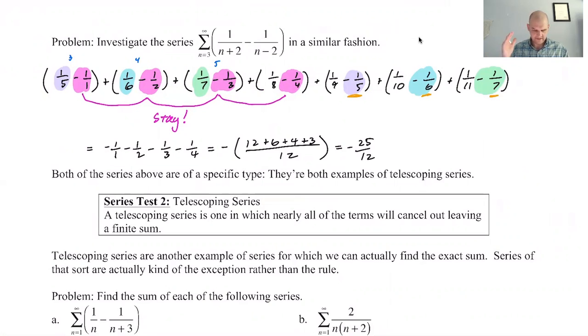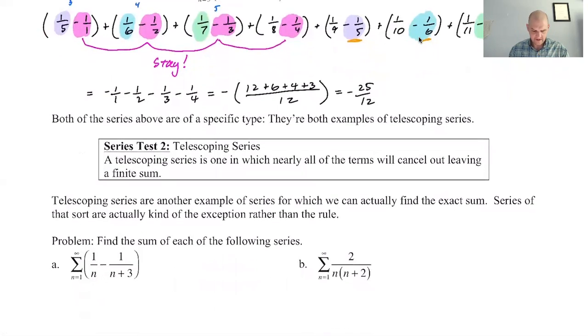So this is another telescoping series. A telescoping series is a type of series we can find the sum of, provided a finite number of terms don't cancel out. Everything except a finite number of terms will cancel out. So this is actually our next series test. Series test number 2 is for telescoping series. Basically, a telescoping series is just one in which nearly all the terms cancel, leaving a finite sum. That's a convergent telescoping series.